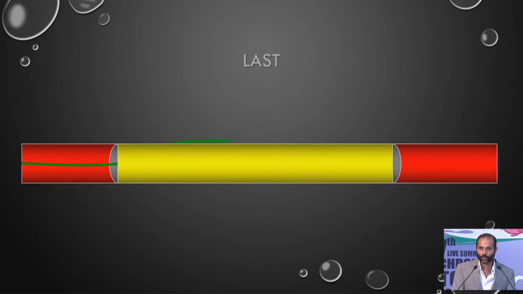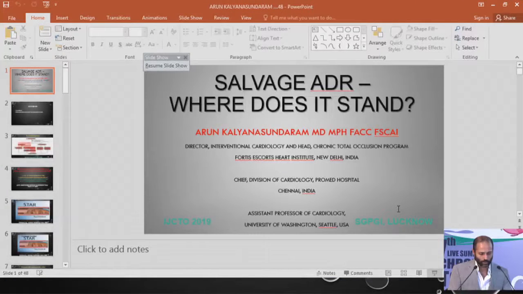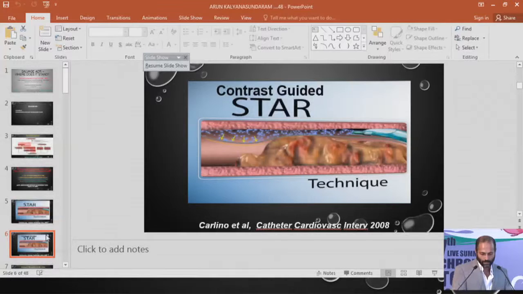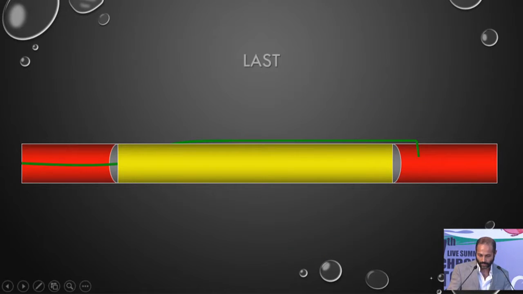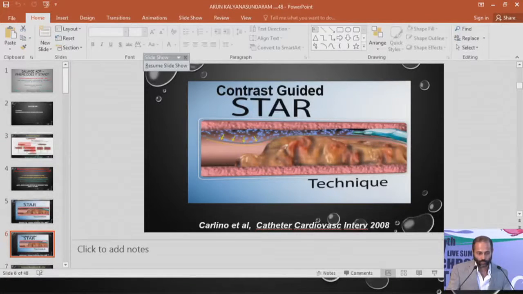LAST is where you use a wire-based strategy to get in. Instead of knuckling, what you're doing is using a penetrative wire and a microcatheter, sticking into the true lumen, and then you use a polymer jacketed wire to re-enter into the true lumen.